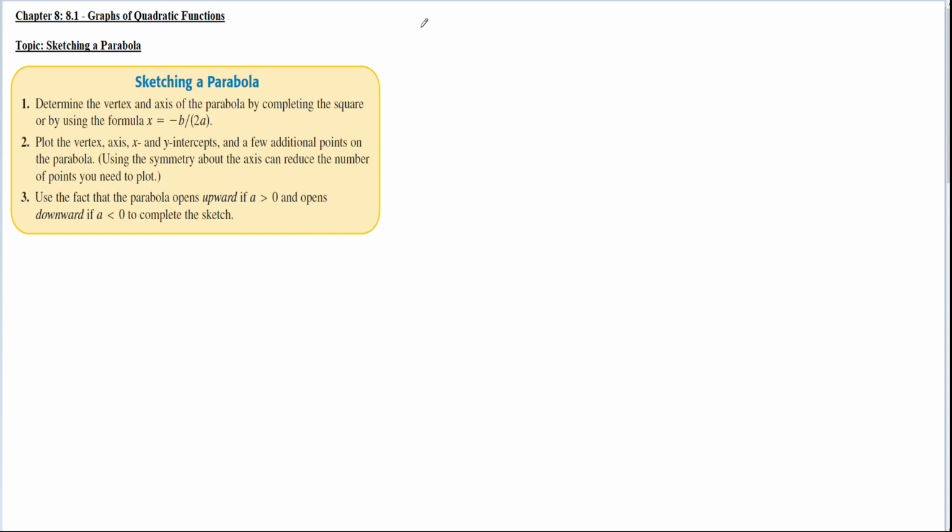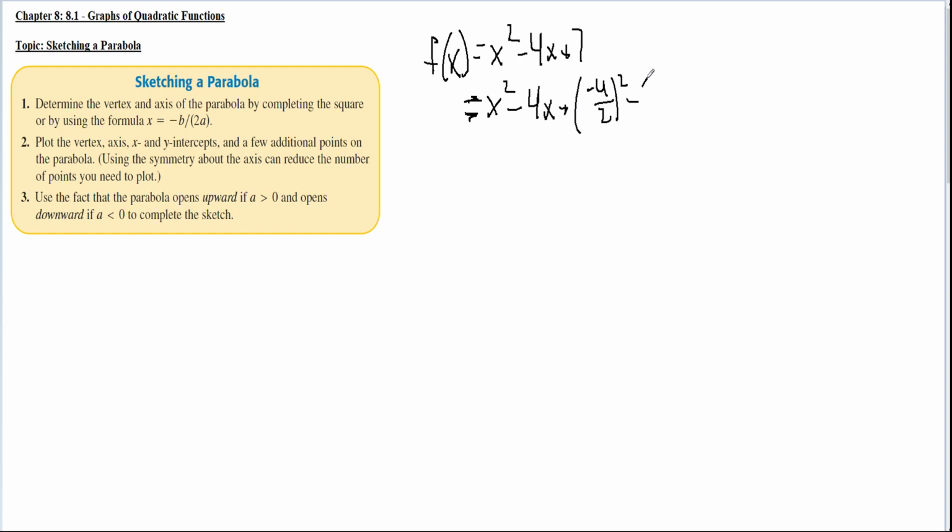So I'll use one of the same examples as in the last video, which was f of x is equal to x squared minus 4x plus 7. And with this one we had to complete the square, in order to write it in standard form. So we do x squared minus 4x plus negative 4 divided by 2 squared, minus negative 4 divided by 2 squared, plus 7.